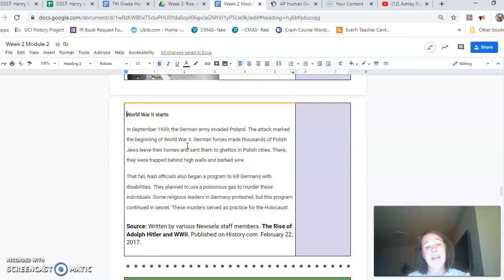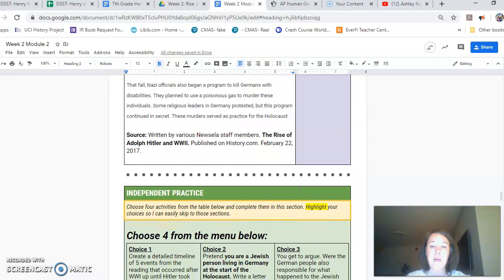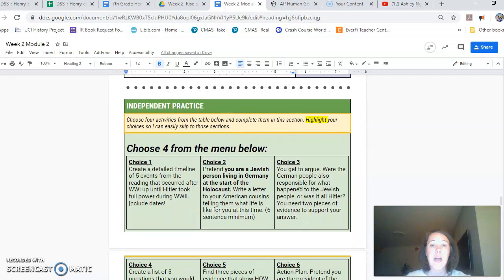Remember, you will need 5 to 8 annotations telling me if it is oppression or persecution. If you are confused about the difference, please look back up at the top for the definitions. I'm going to pause us there. Click on the next video to explain what independent practice is.